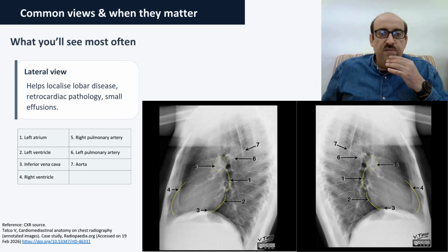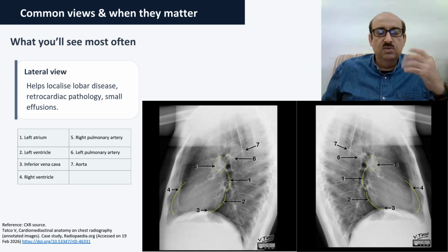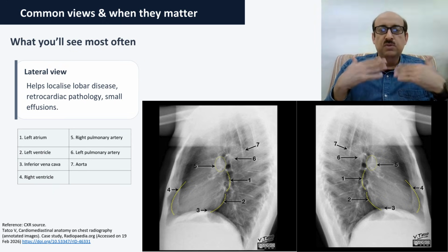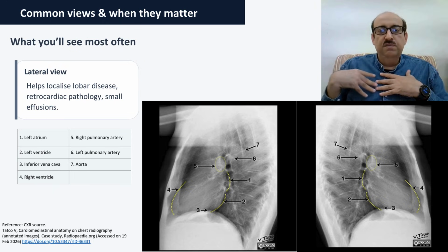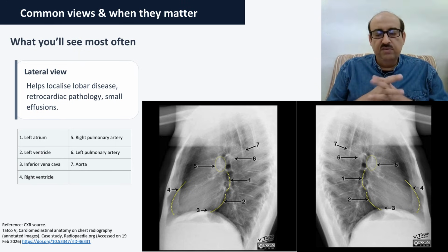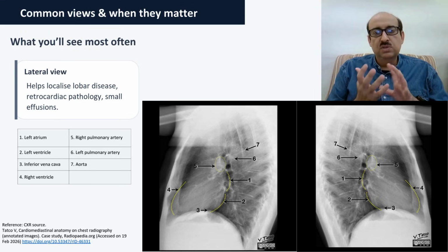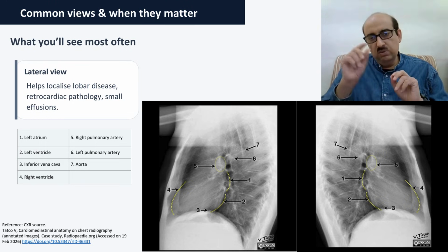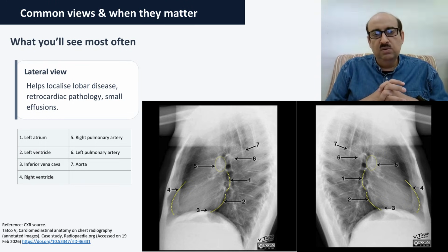Coming on to the lateral view, it's better to localize lobar disease, because on an AP film or a PA film, if you cannot differentiate whether it is upper lobe or middle lobe or lower lobe, the lateral view really helps that. It's also good for retrocardiac pathology or shadows to delineate, and also small effusions can be located at the costophrenic angles at the lower end.